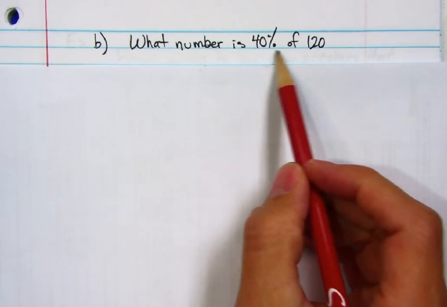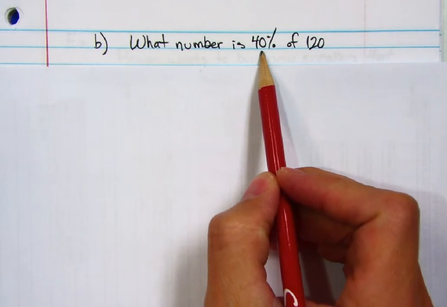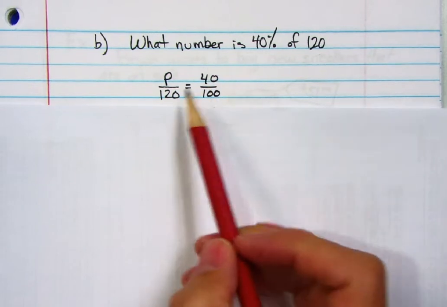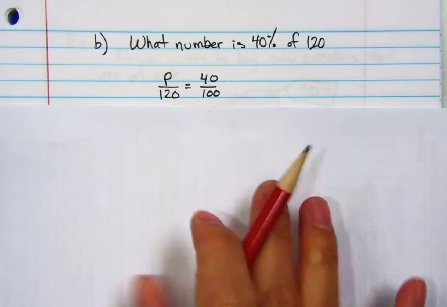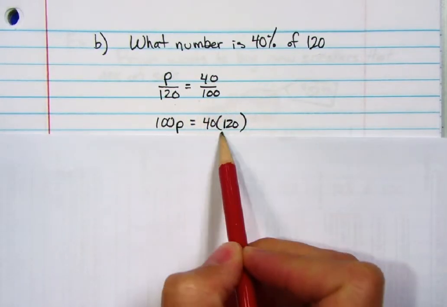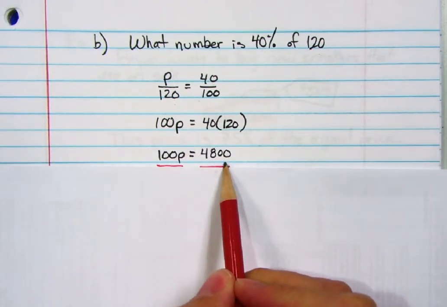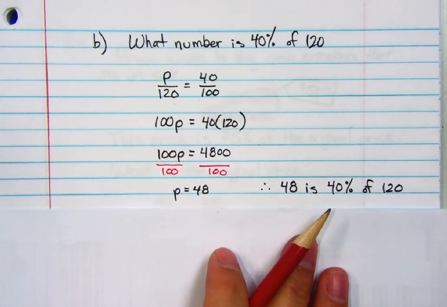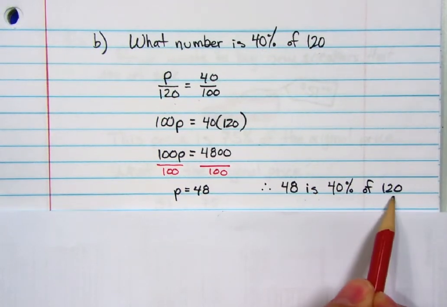What number is 40% of 120? So what number is 40%? They gave us a percentage of 120. They gave you the whole number. So we set it up just like this. What part out of 120 is equal to 40%? Okay, so we cross multiply 100 times p. Over here we get 120 times 40. We simplify that portion. I get 100p is equal to 4,800. Okay, and then I divide by 100. And I find out my answer is 48. So therefore 48 is 40% of 120.